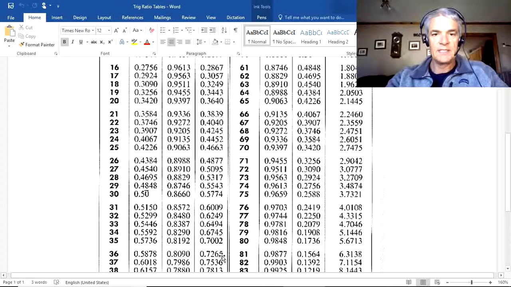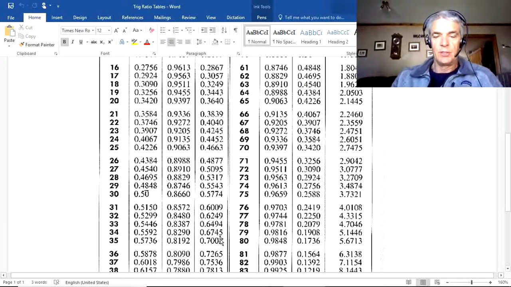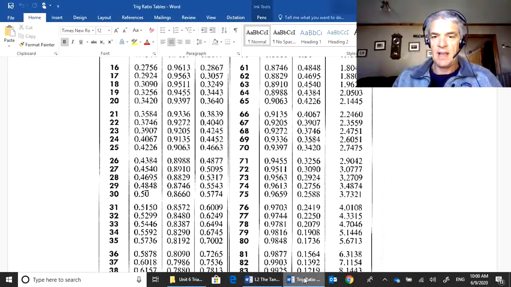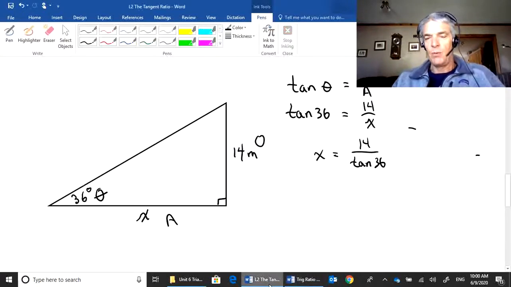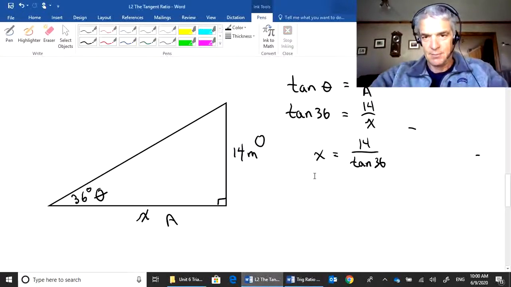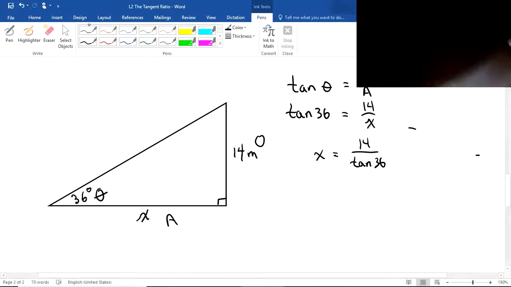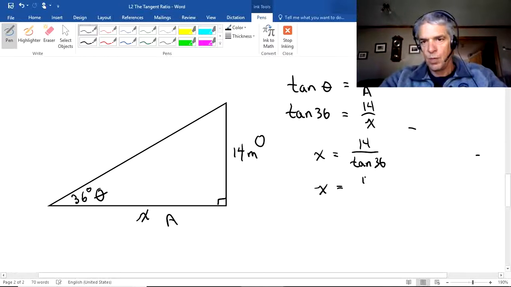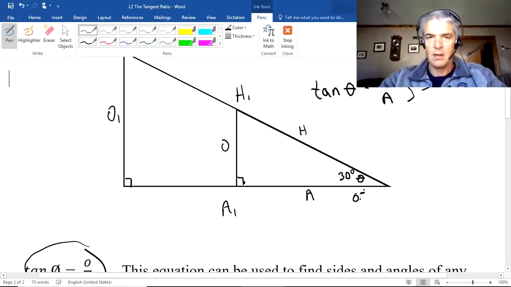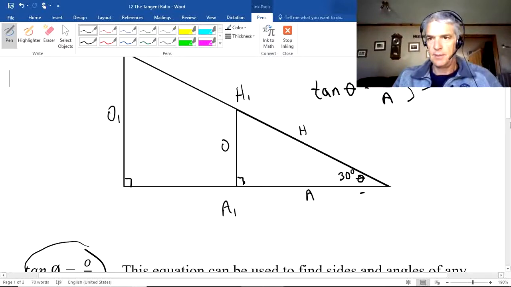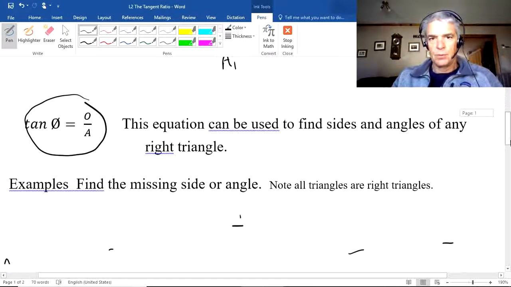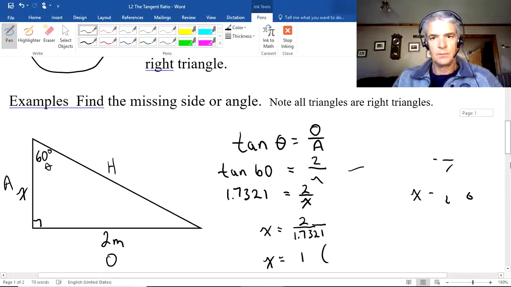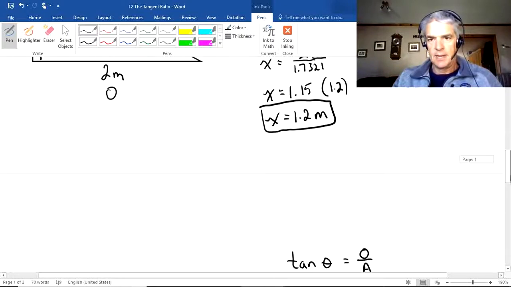0.7265. So remember that, 7265. That's easy for me to remember, 72 and 65. That's my wife and my birth years. Amazing, eh? So now I can say x equals 14 over 0. Oh, why does it do that to me? Scroll down. It doesn't like me sometimes.